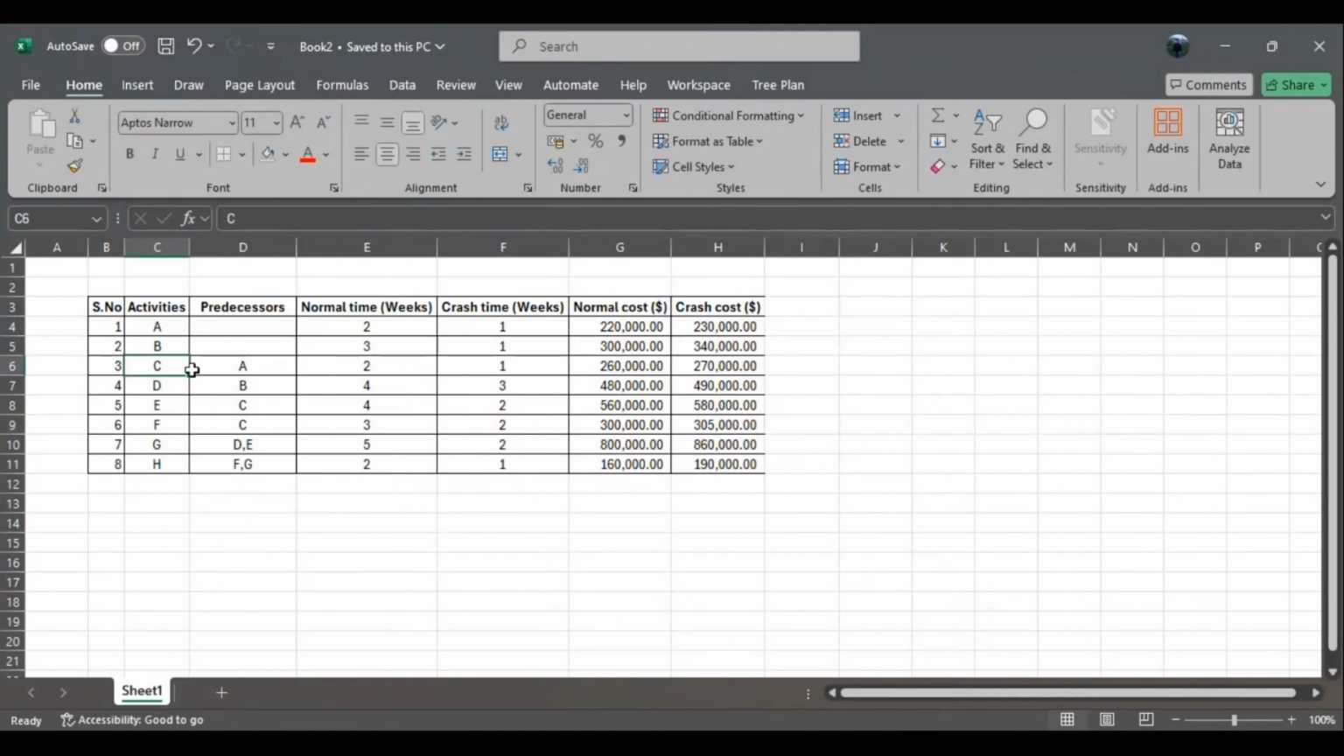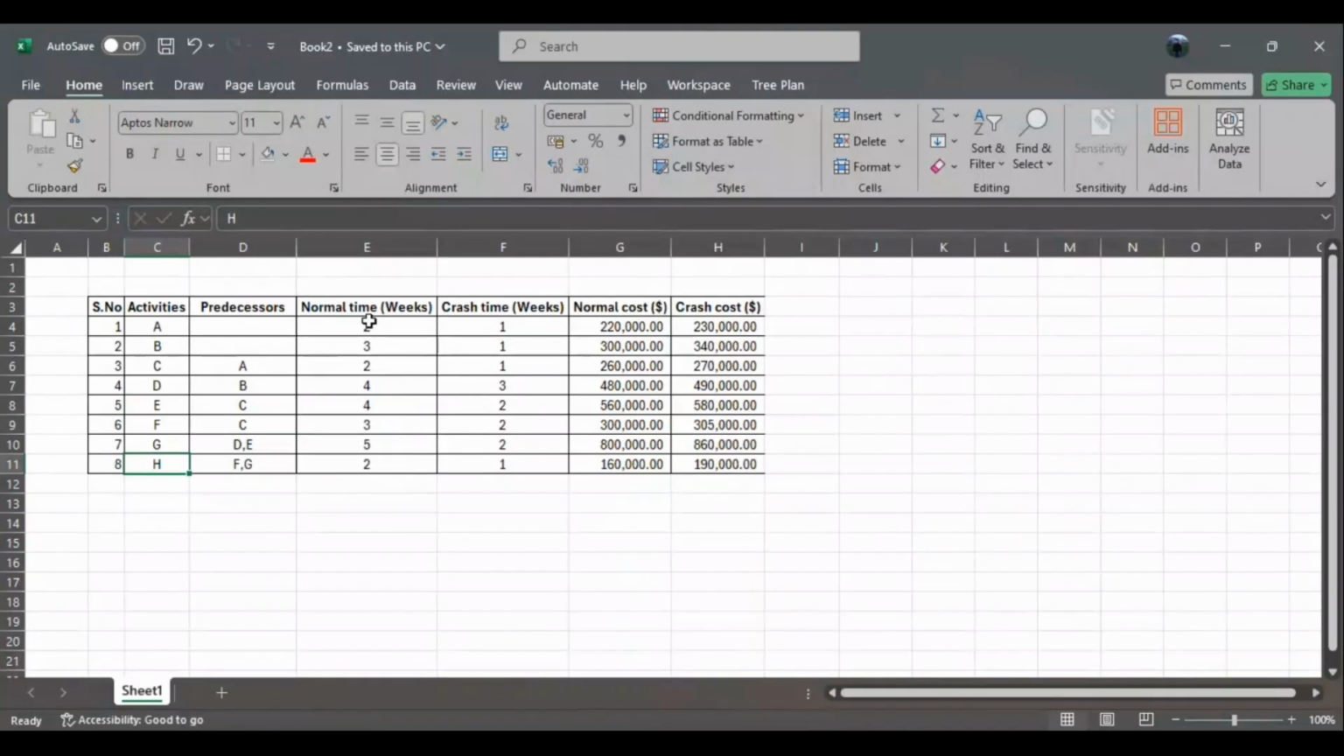Similarly, activity C can only start when A is completed. Activity D can only start when B is completed, and so on. For activities G and H, there are 2 predecessors. G can only start when D and E are completed, and H can only start when F and G are completed. We talked about that relation between predecessor and successor and how to translate it into a network diagram, where we considered activity on arc. However, this video tutorial will summarize the use of linear programming and how it is relevant to project crashing.